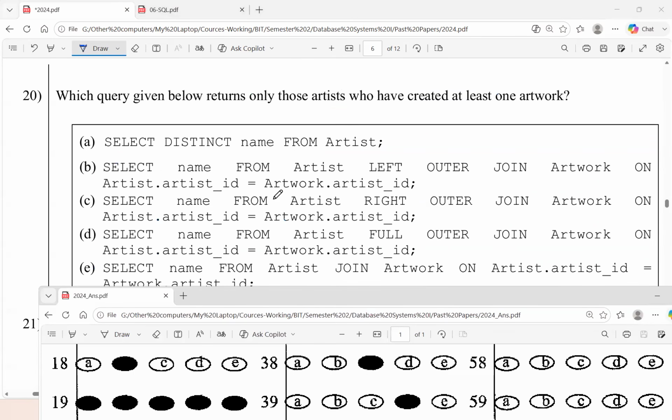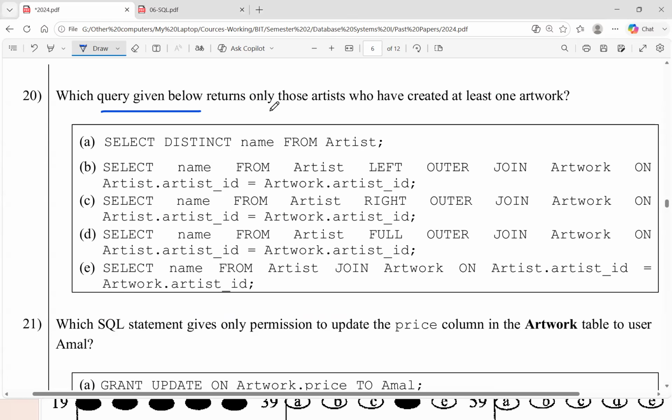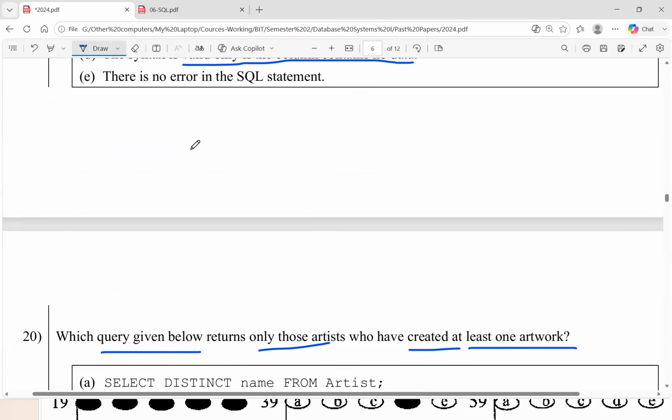20. Which query given below returns only those artists who have created at least one artwork? If it's at least one artwork only, we need that data. Do we need an outer join for this? Here, no outer join. Okay? Select distinct name from artist. Only those artists who have created at least one artwork.